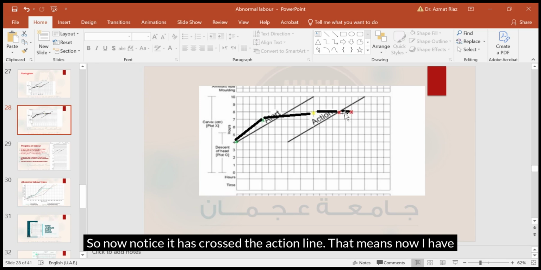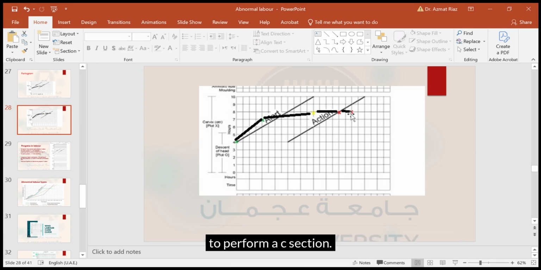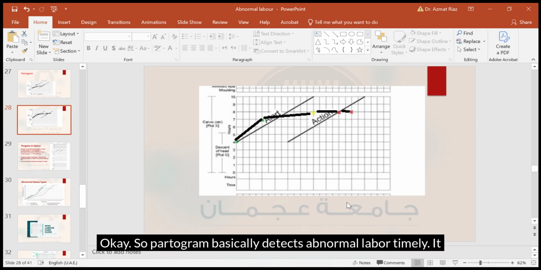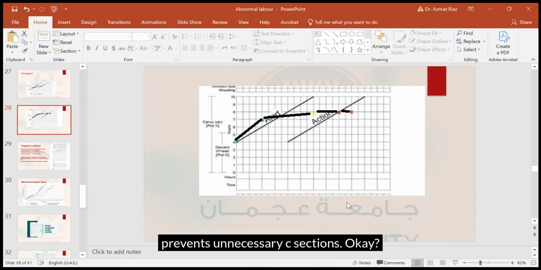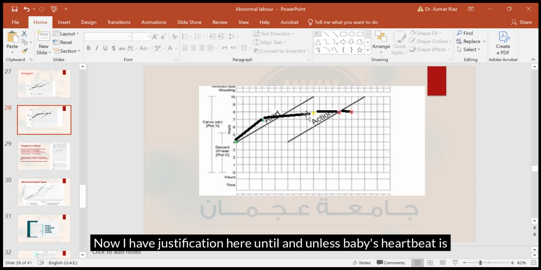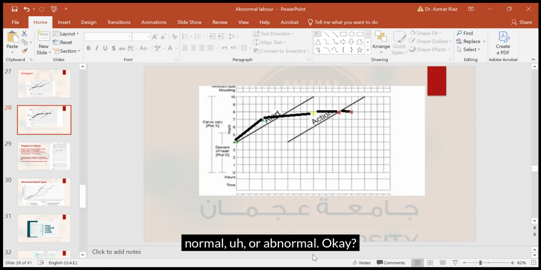So now notice it has crossed the action line. That means now I have to perform a C-section. Okay, so partogram basically detects abnormal labor timely. It prevents unnecessary C-sections. Okay, because I should not perform a C-section here. Now I have justification here until and unless baby's heartbeat is normal.